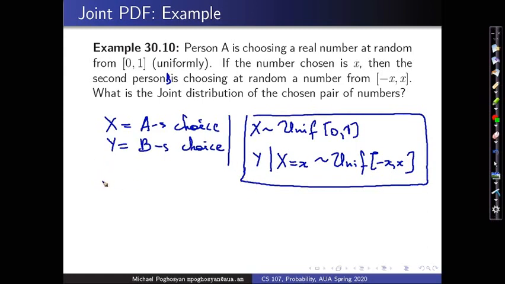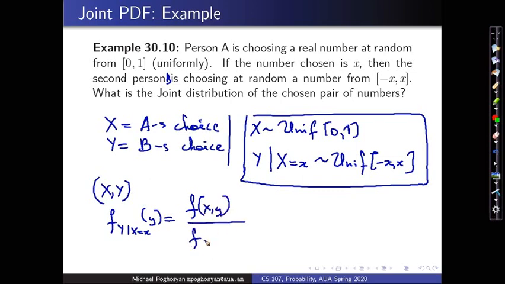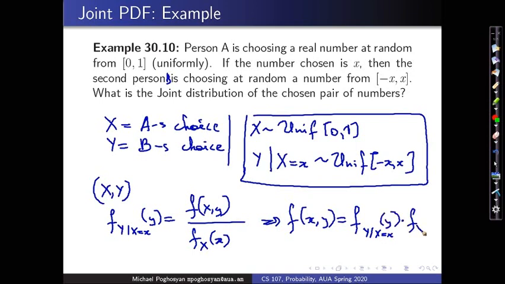Now we want to find the joint distribution of this pair XY, say the joint PDF. Well, we have that f of Y given X equal to x at the point y is, by definition, the joint PDF f of XY over the marginal PDF of X. From this we obtain that the joint PDF is the product of these two: the conditional PDF times f of X. And this is easy to calculate because we have everything.